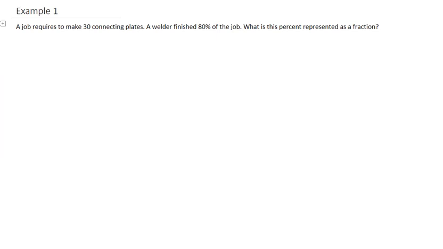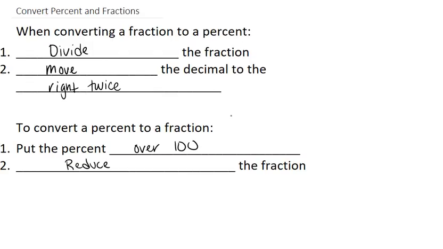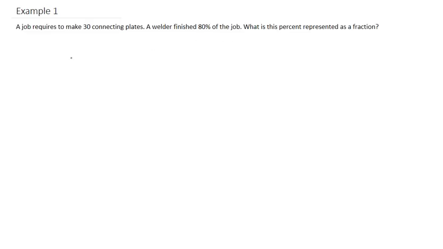So example 1, a job requires to make 30 connecting plates. A welder finished 80% of the job. What is this percent represented as a fraction? So for this, we are going to be looking at this second one. So we're going to put the percent over 100, and then we'll reduce the fraction. So we're taking 80%. What we're doing is going to put it over 100.